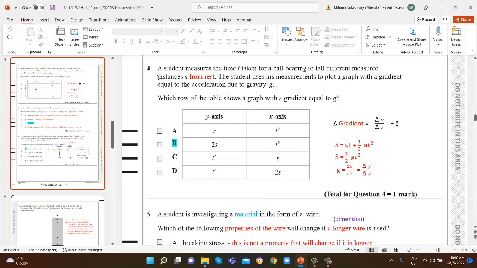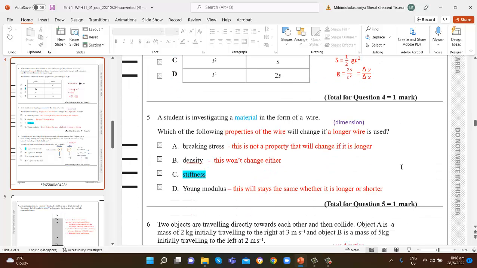So now the answer to question number 4 is B. This is the working. Now move on to question number 5. A student is investigating a material in the form of a wire. Which of the following properties of the wire will change if a longer wire is used? First one, material. They are talking about the material of a wire. Okay. So now, properties of the wire. A longer wire means they are talking about dimensions. You should understand the question first and their words. Now see, they want which of the following properties of the wire will change if a longer wire is used.